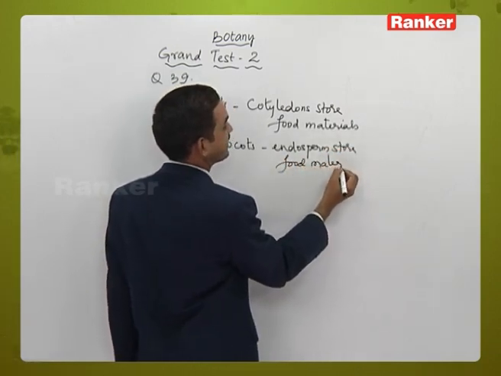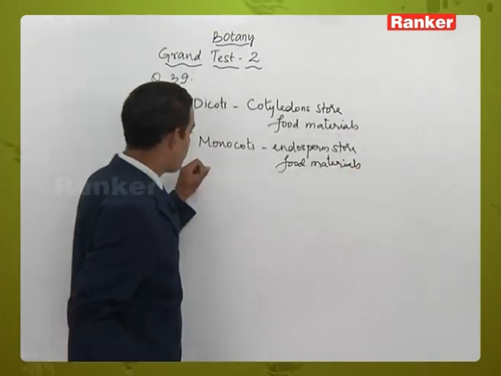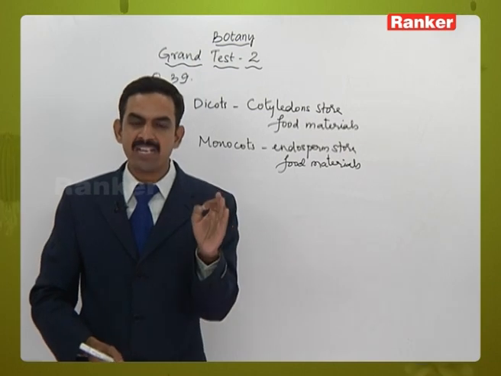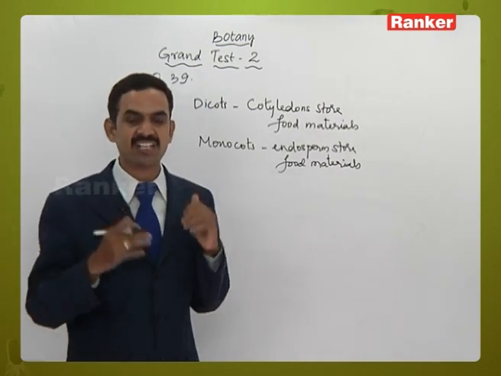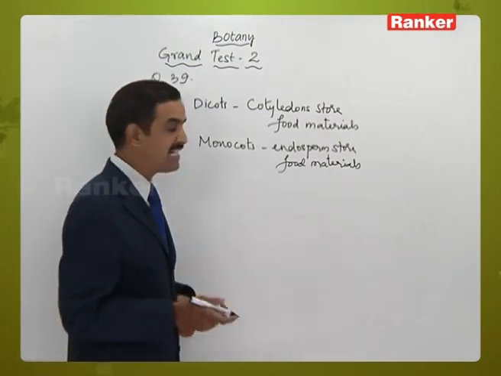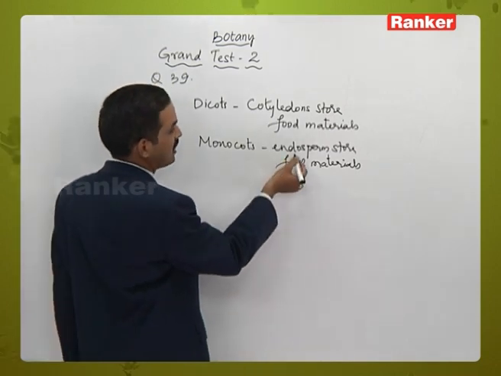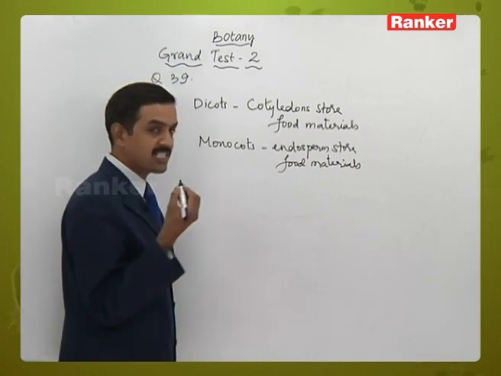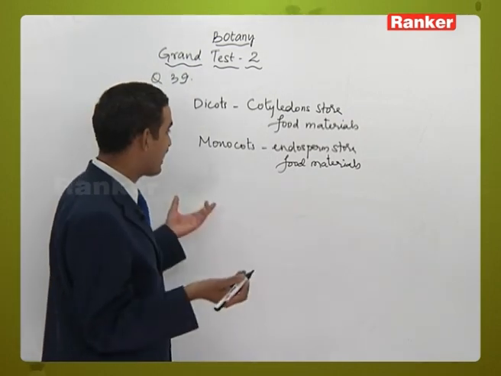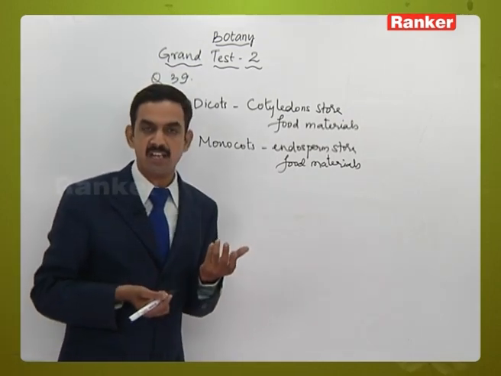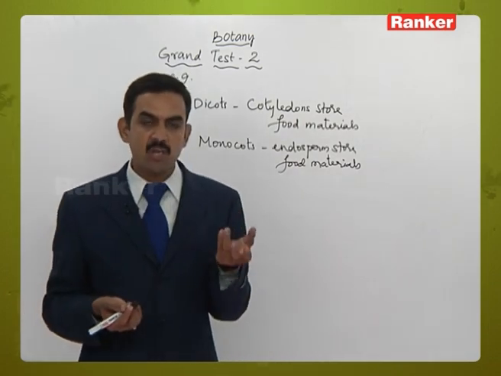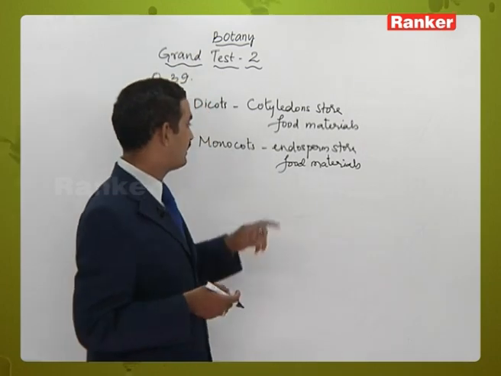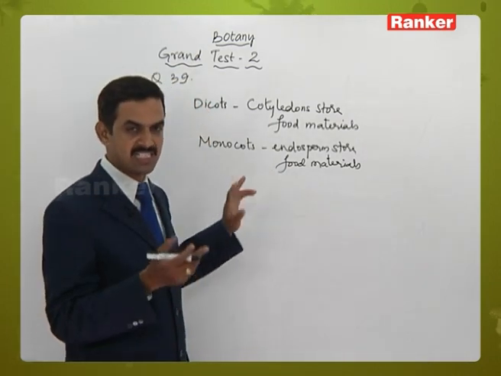But there are some exceptional cases there. One more thing: in monocots, the cotyledon is thin, papery, and sometimes a hard sheet-like structure called the scutellum, right? And in monocots, the majority of the seed is occupied by endosperm. There are some exceptional cases also, right? Orchids are monocots, but they are non-endospermic in their nature. That is an exceptional case.